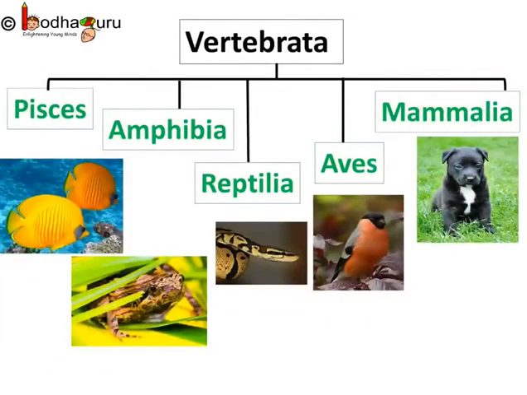Now, vertebrates are the most advanced animals in the nature, and they are divided into 5 classes. Pisces, all fishes belong to this class. Amphibians, as we know, can live both on land and in water like frog. Reptilia, these are cold-blooded animals having scales on their body and lay eggs.